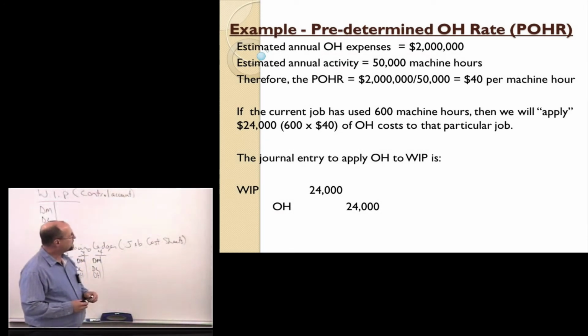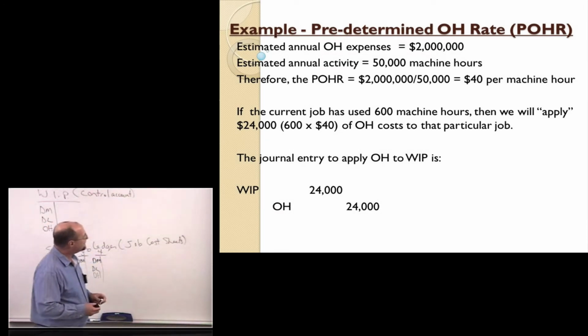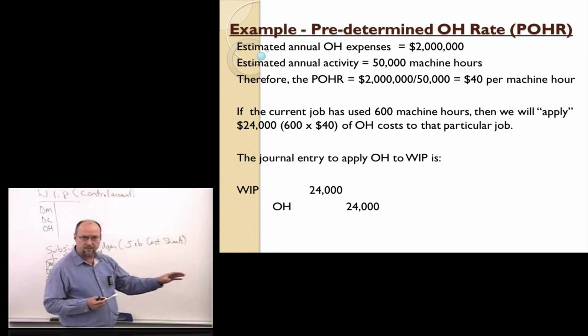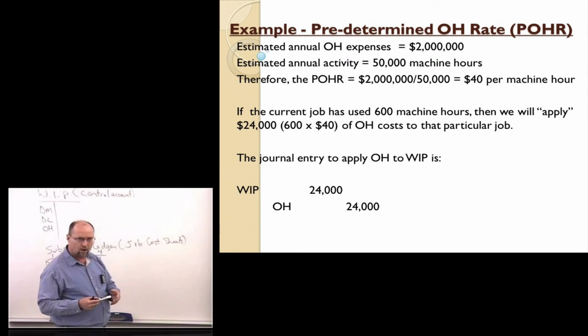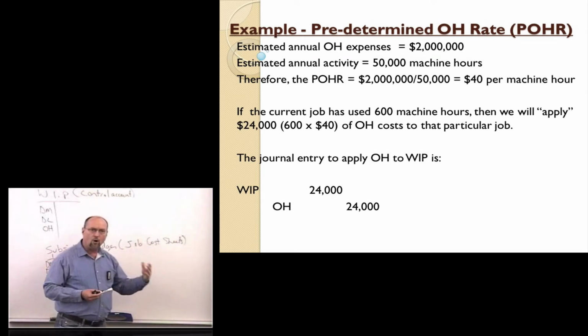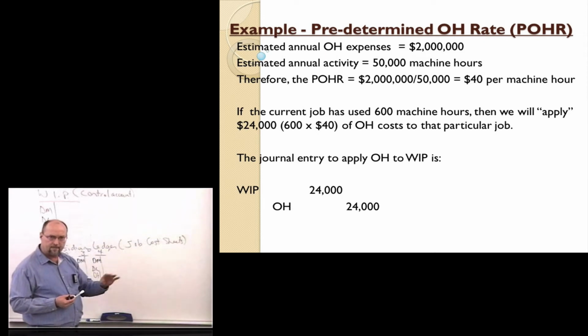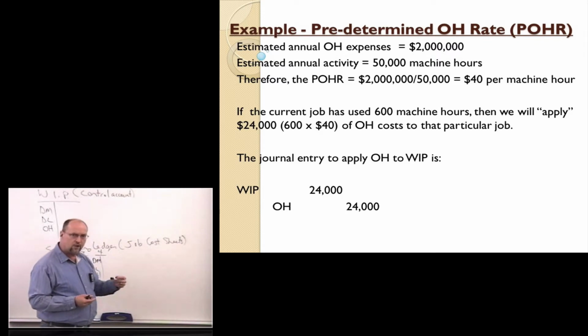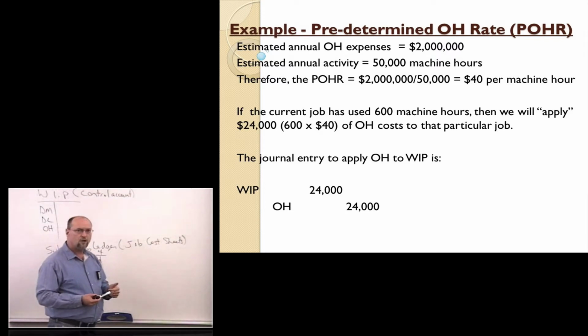All right, so let's take an example of the predetermined overhead rate. Estimated annual overhead expenses, $2 million. Estimated annual activity, we're going to use machine hours in this example. So 2 million divided by 50,000 machine hours. For each hour that the machine runs, we have noticed, based on past experience, that collectively we generate about $40 of overhead costs. Remember that 2 million includes all the various different overhead costs that we mentioned earlier and a lot of others. Okay? So every hour the machines run, we charge $40 of overhead costs to work in process.